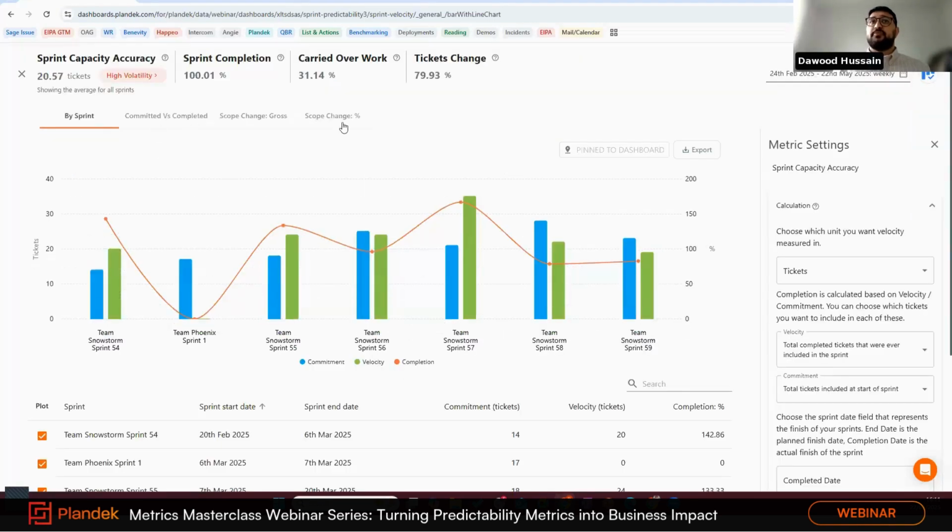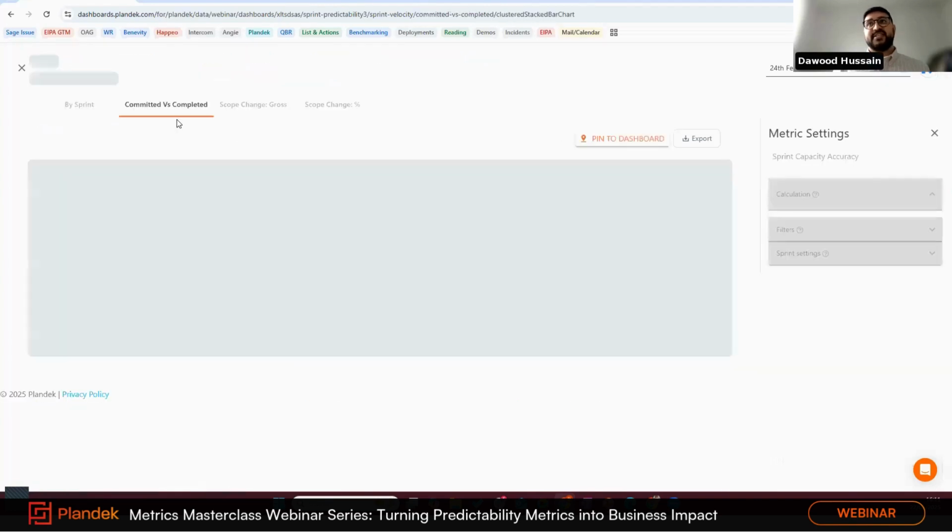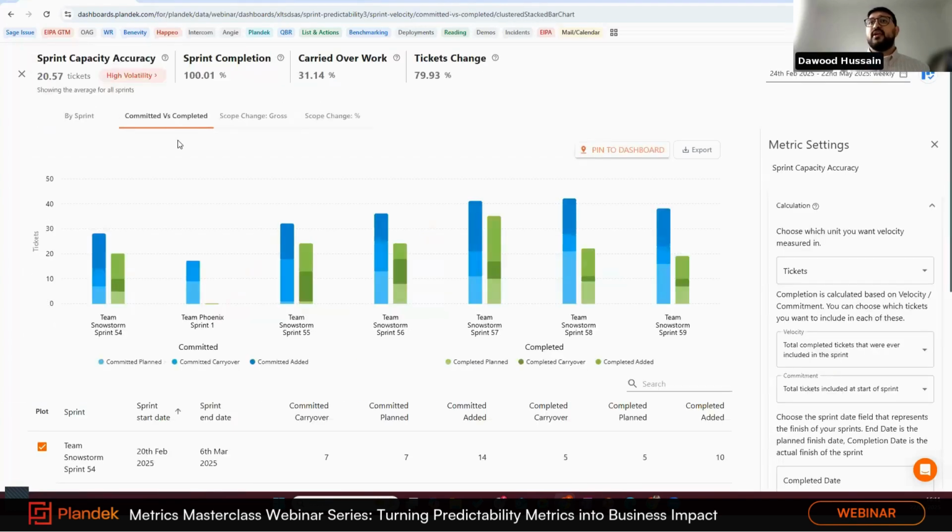I mentioned earlier there's a couple of different breakdown views here as well. So committed versus completed is my favorite one. And that is simply allowing you to have a look at this sprint by sprint, but also say, I can see what I have planned, I can see what I have carried over, and I can also see what I've committed, added into the sprint too, and how much of that in those three sectors have I completed.